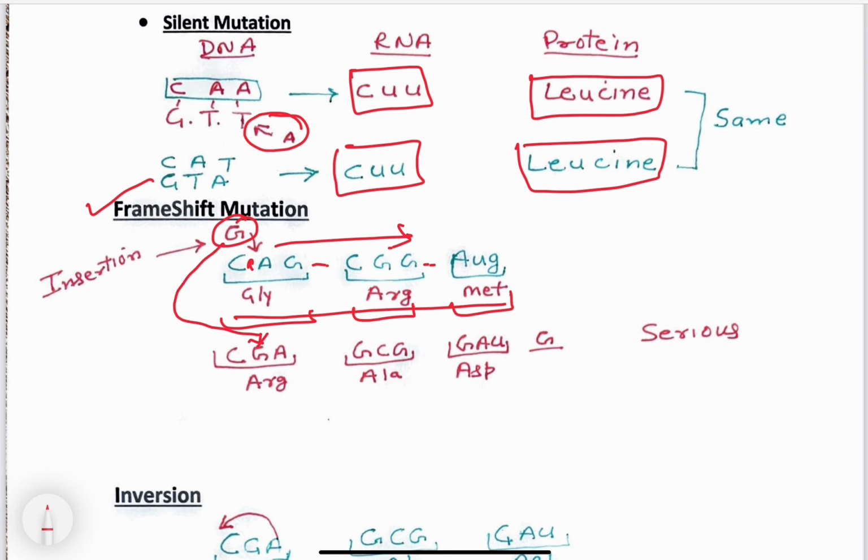Now this becomes CGA, and this is arginine, and before it was glycine, and this was arginine before, and this becomes alanine, and this was met, and then it became a different protein, a different amino acid. And this is left over right here because of the push to the right. So this is a very serious mutation. It's called frameshift. It shifts the frame to the right because of the insertion.